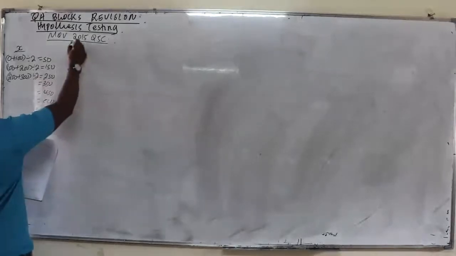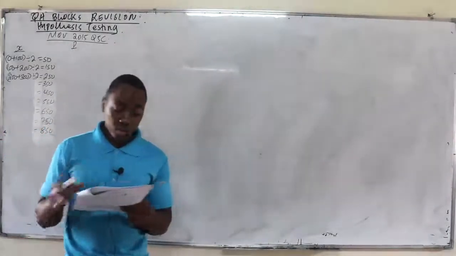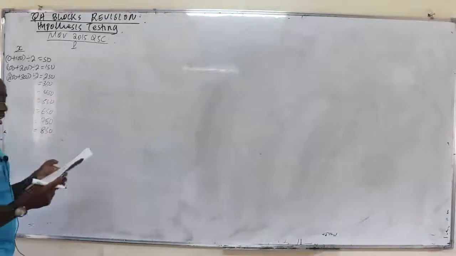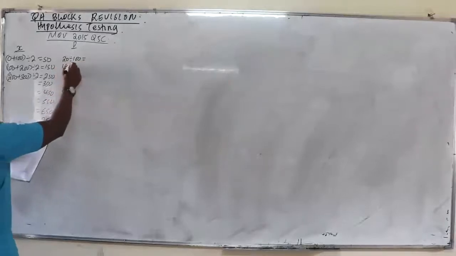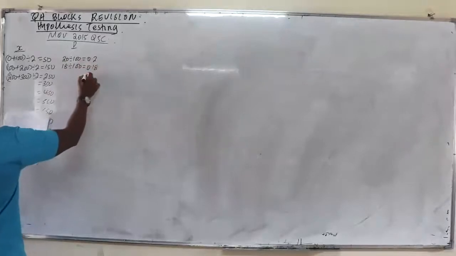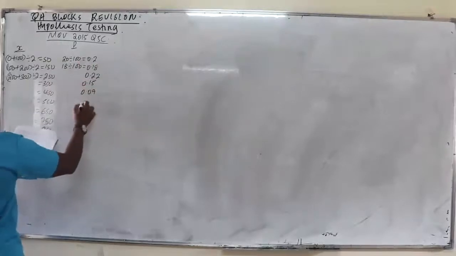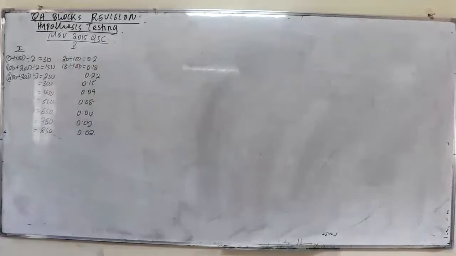Then you have the probabilities. You are given the number of outstanding sales invoices, so you add up the total, which we know is 100. For example, for the first probability you take 20 divided by the total 100. The second one, 18 over 100. That's how you get the probability. So it's 0.2, 0.18, 0.22, 0.15, 0.09, 0.08, 0.04, 0.02.